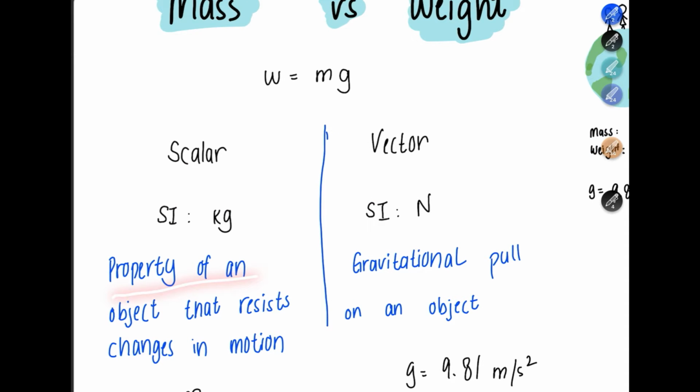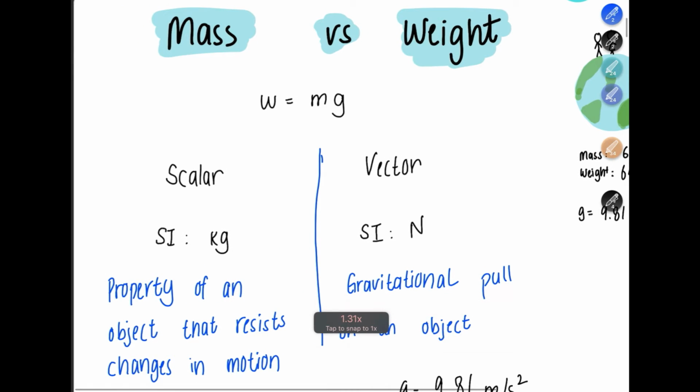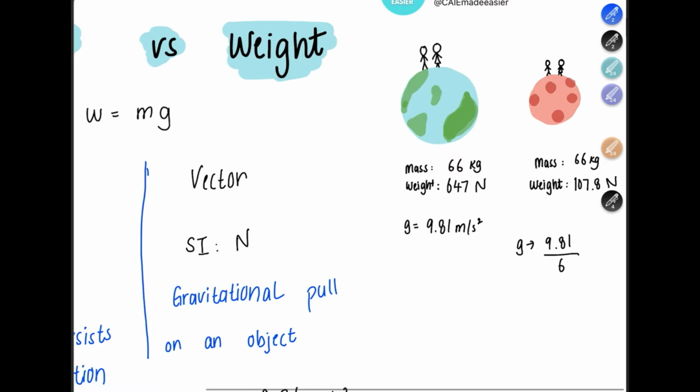If you want to define them, you can say this. Mass is basically the property of an object that resists changes in motion. For example, if you compare a huge bus and a small bicycle, and somebody comes in front of them, you can imagine it's much easier to stop that bicycle compared to that bus, right? Because this bus has much greater mass, so it resists changes in motion. Whereas weight is basically the gravitational pull on an object. Weight changes, so the weight on the moon is going to be different than the weight on earth, but mass is always constant.